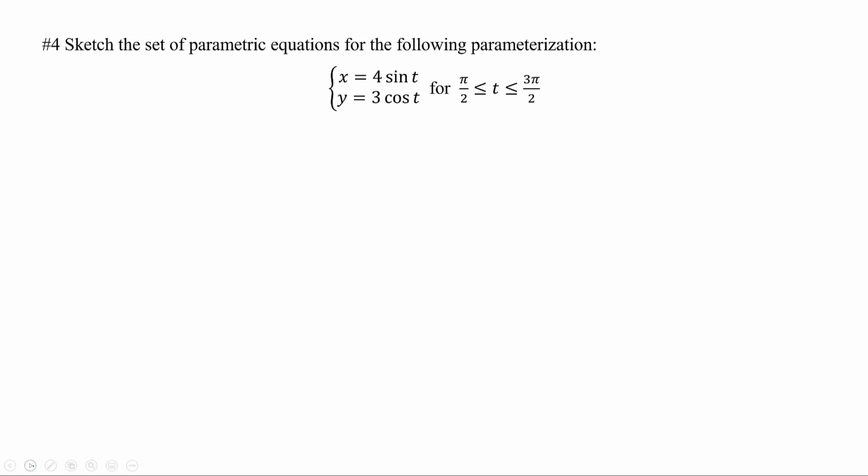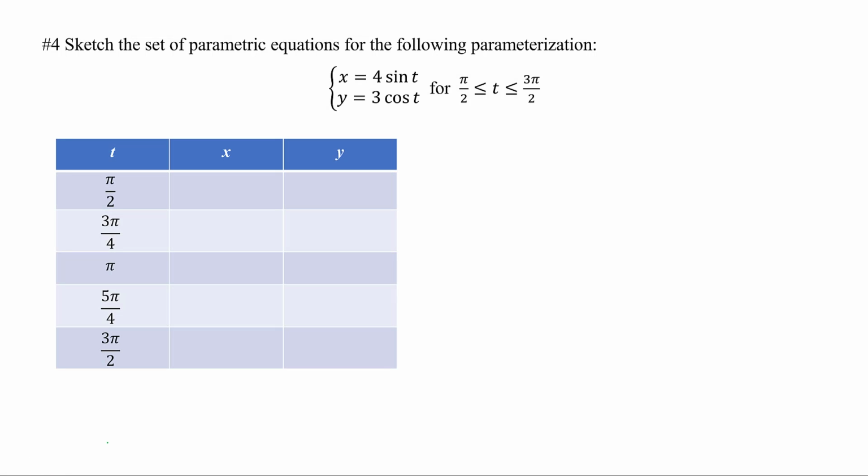Sketch the set of parametric equations for the following parameterization. And we have x equals 4 sine t, y equals 3 cosine t, for pi halves is less than or equal to t is less than or equal to 3 pi over 2. Let's look at a little chart here. I started this just to save some time because this takes a lot of writing down. So let's go. We have a chart. We list the values for t going from pi halves to 3 pi halves with a few critical points in between.